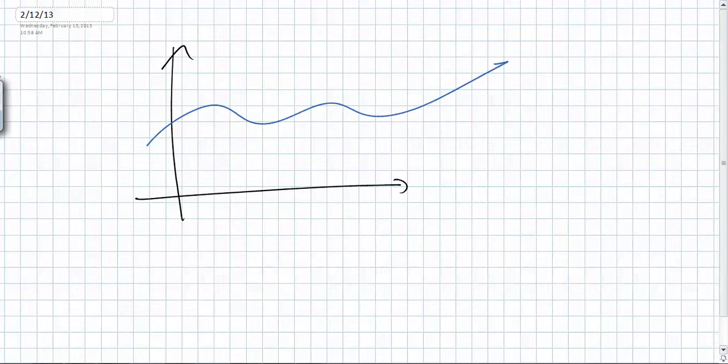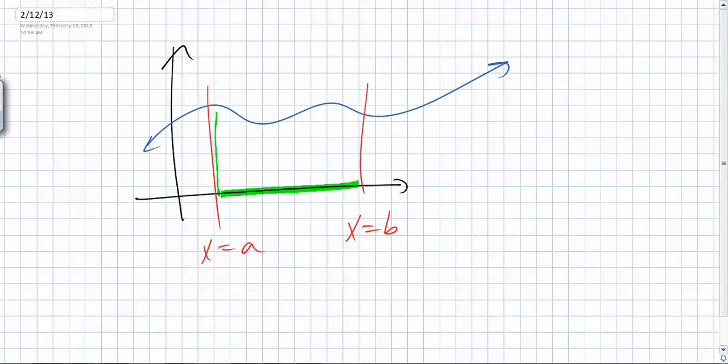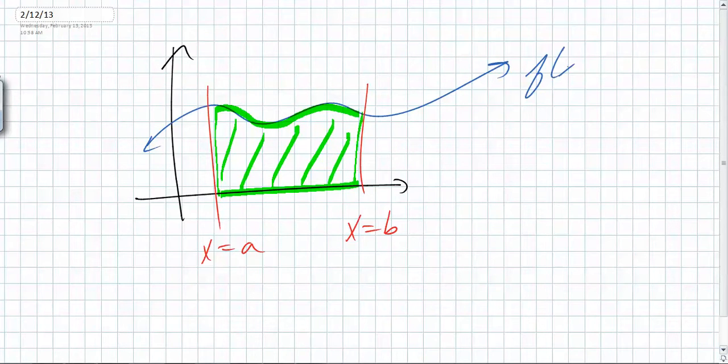You've actually already done areas between curves before, because when you've done areas under curves, you've looked at a curve like this, and you've gone from, let's say, x equals a to x equals b. You've looked at this region right here. And you're actually between two curves. What curves are you between? That one. Exactly. f of x and y equals 0.